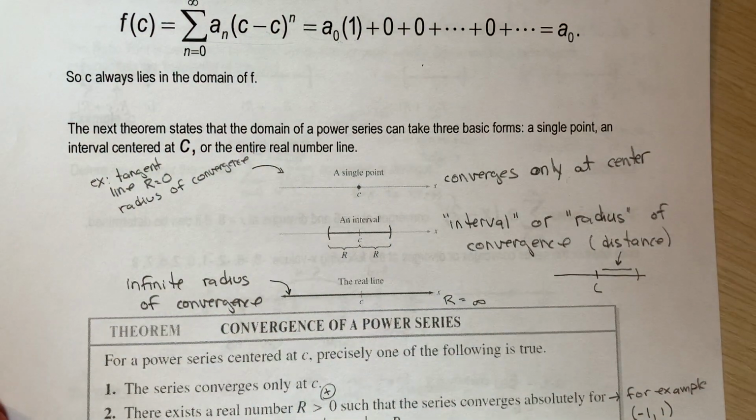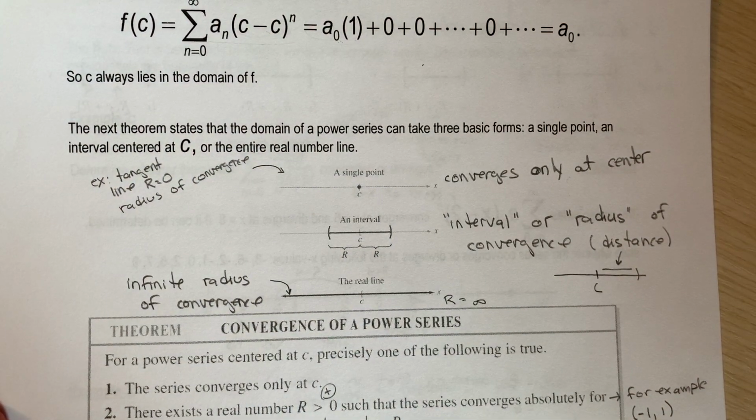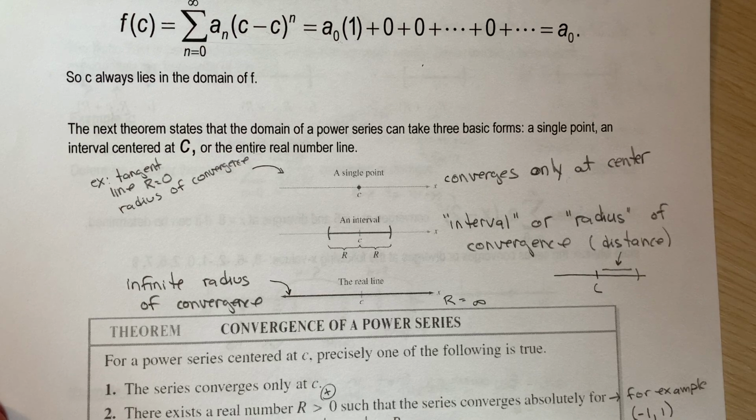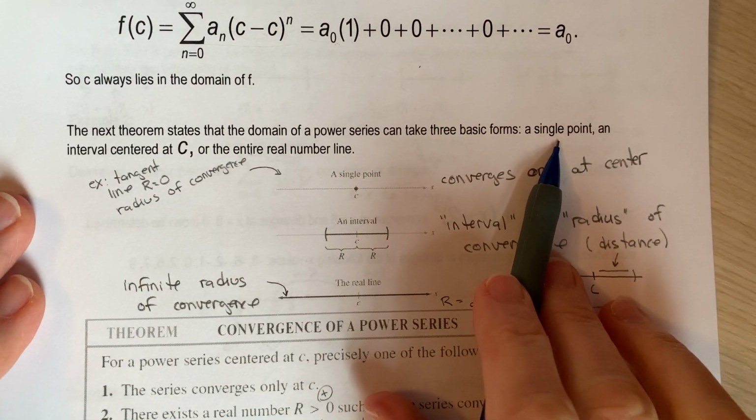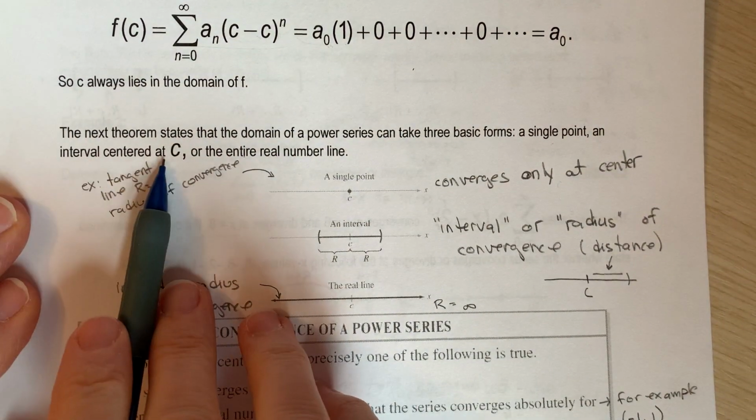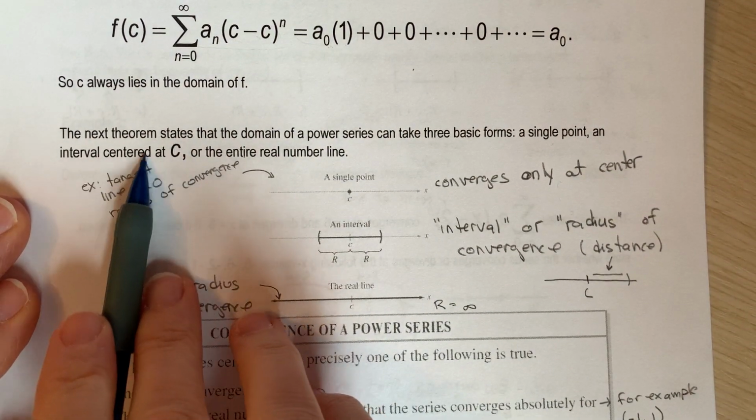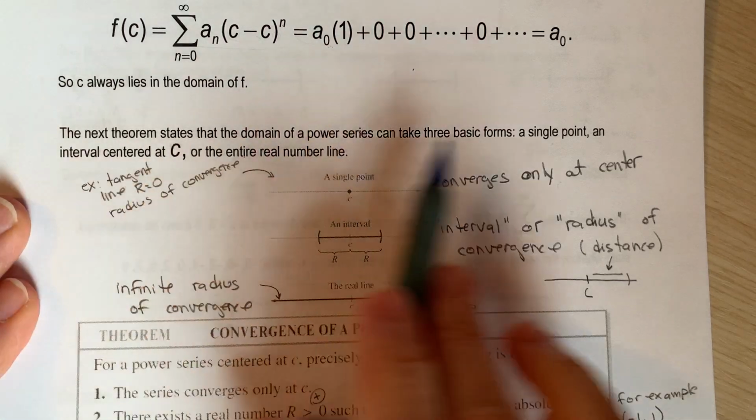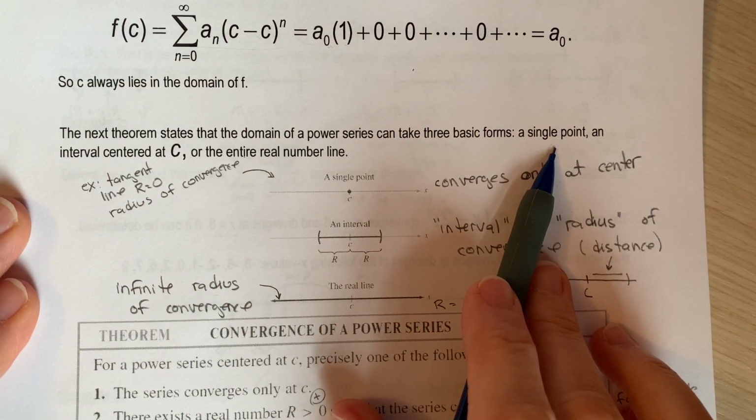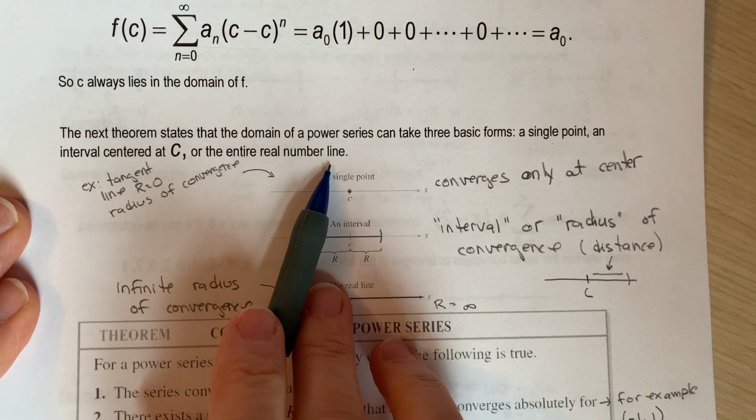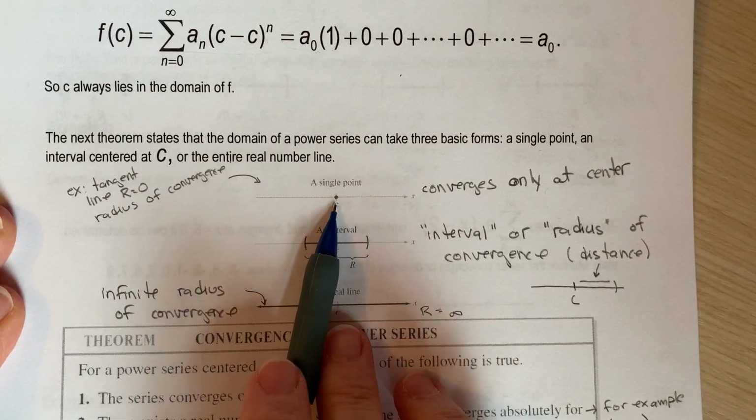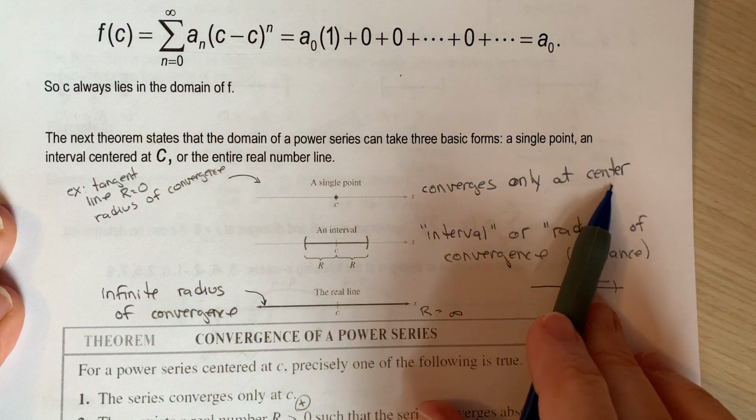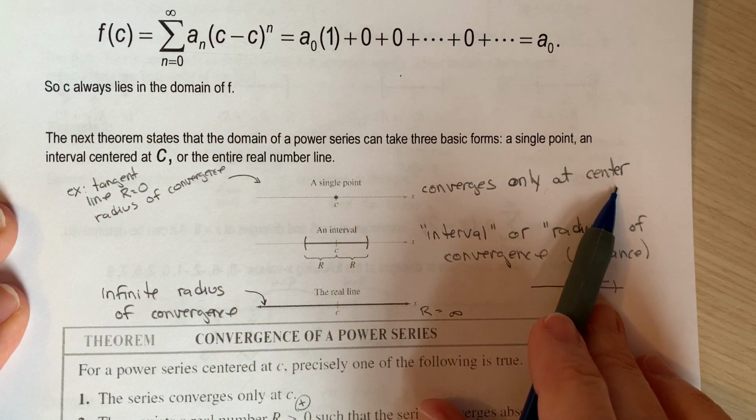So the next theorem states that the domain of the power series can take on 3 basic forms. It can either converge at a single point, and the single point would be your c value, or at some interval around that c value, or maybe everywhere. So they have some pictures here. So this would be convergence at a single point. So this converges only at the center.